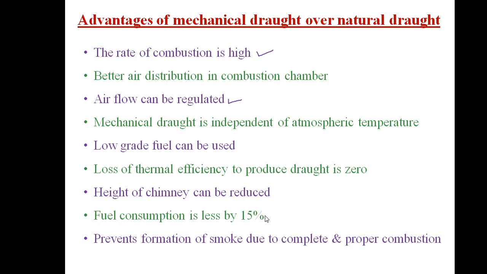Therefore maximum amount of heat can be extracted, and if the maximum quantity of heat is extracted from flue gases, the amount of fuel to be burned in the combustion chamber is less, and it prevents formation of smoke due to complete and proper combustion. In mechanical draught, proper circulation of air takes place, due to which complete combustion of fuel happens, so smoke formation or improper combustion may not take place. So smoke formation is less and proper combustion of fuel also takes place.